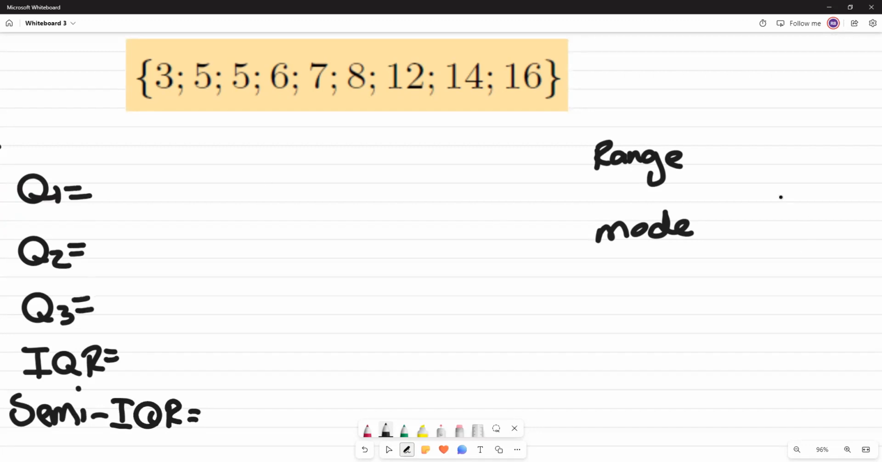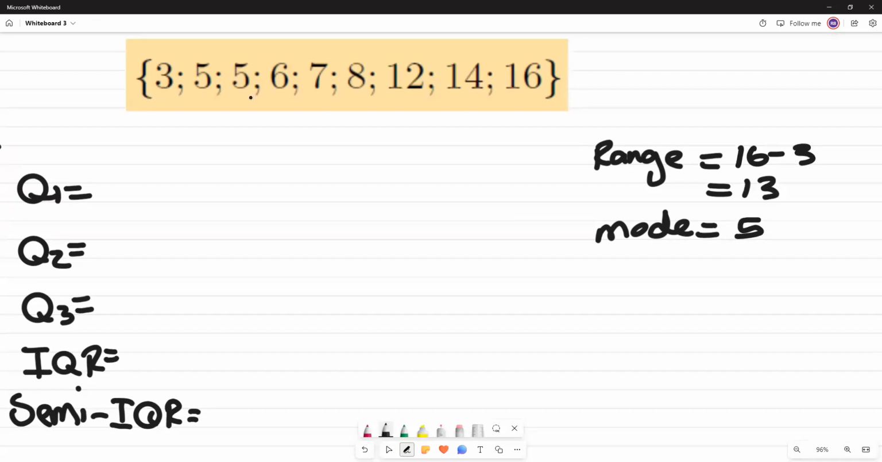So to get the range, we're basically going to firstly ensure that our data set is arranged. In this case, it is. So we can see that our range will be the biggest minus the smallest, which is 13. Then the mode will be the most occurring, which is 5. Right. Then now, to do the quartiles, remember, we need to separate this into 4 equal parts first.